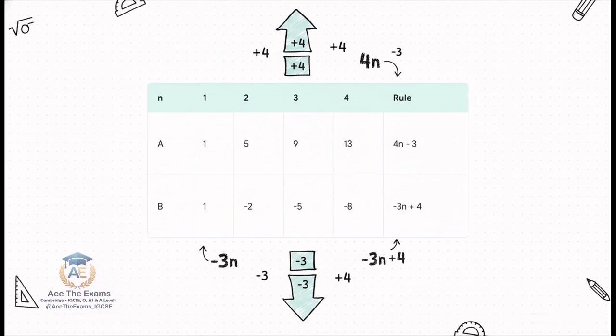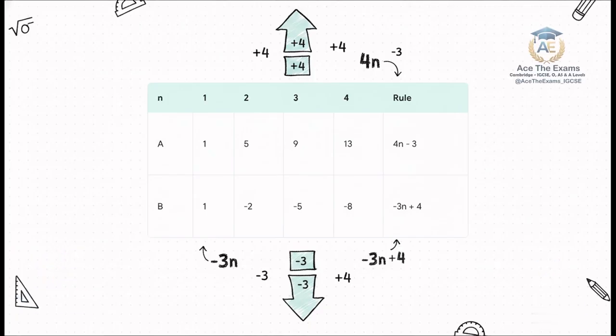But wait, if you plug in position 1 for n, 4 times 1 is 4. But our sequence actually starts at the number 1, not 4. So how do we logically get from 4 down to 1? We subtract 3. Therefore, the unbreakable rule for the sequence is 4n minus 3.